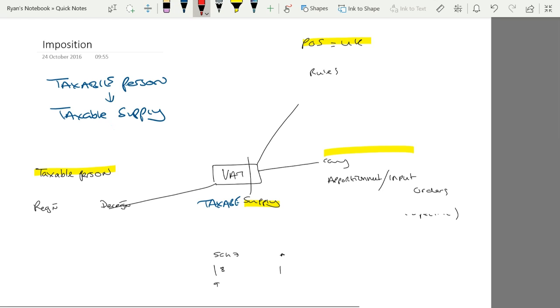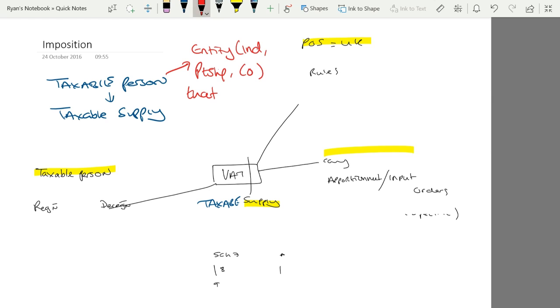So the question becomes, what do we mean by these terms? So a taxable person is an entity, and that can either be an individual, a group of individuals, such as a partnership, or a company that is or ought to be registered. It is also one that carries on a trade or a chargeable activity in the ordinary course of business. So it makes these supplies in the ordinary course of business.